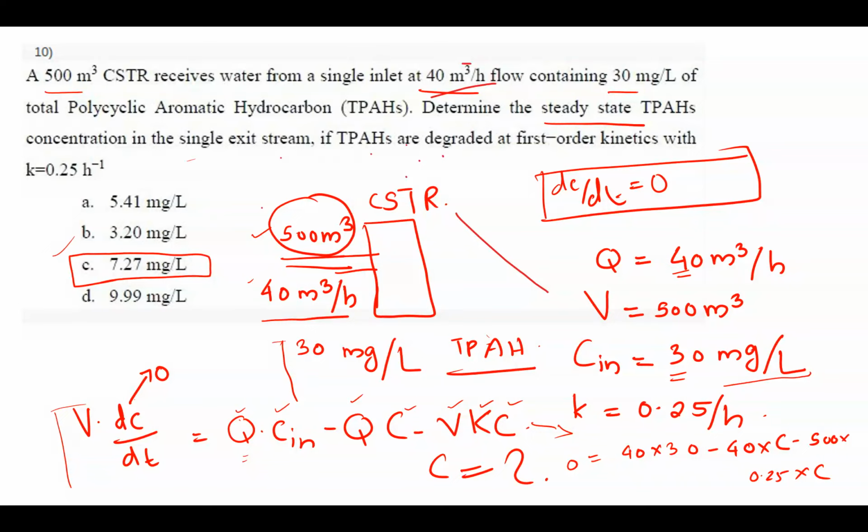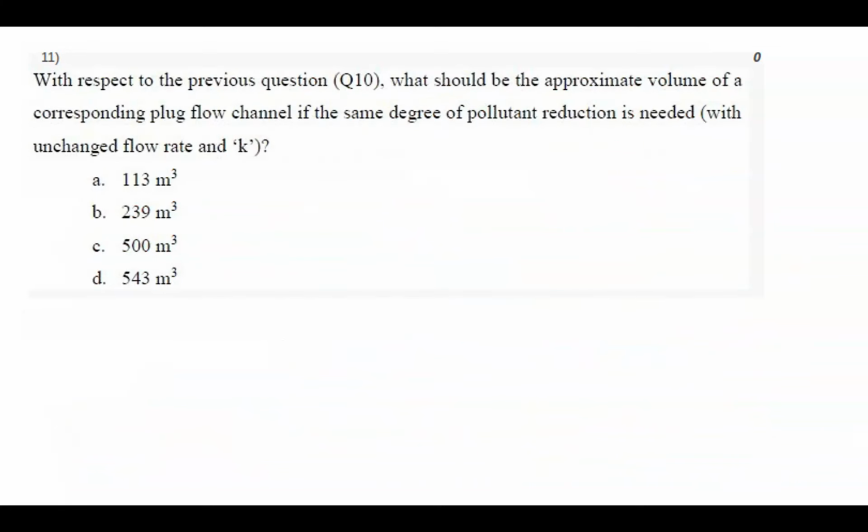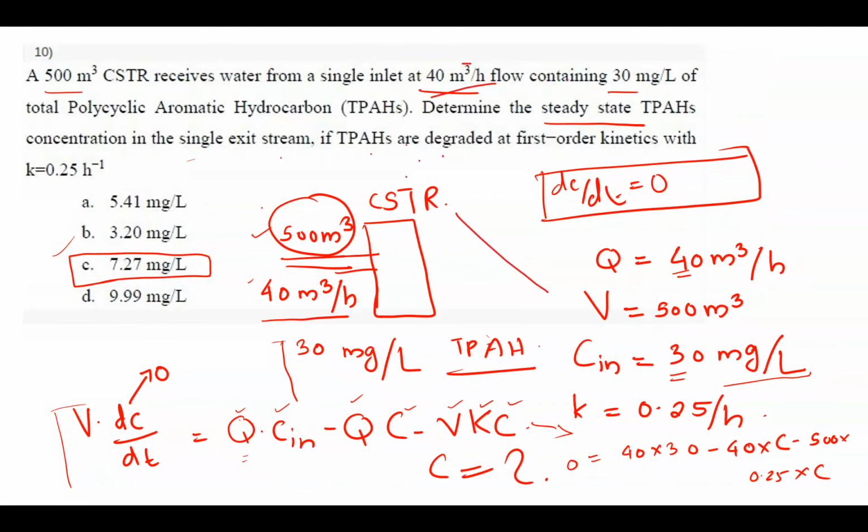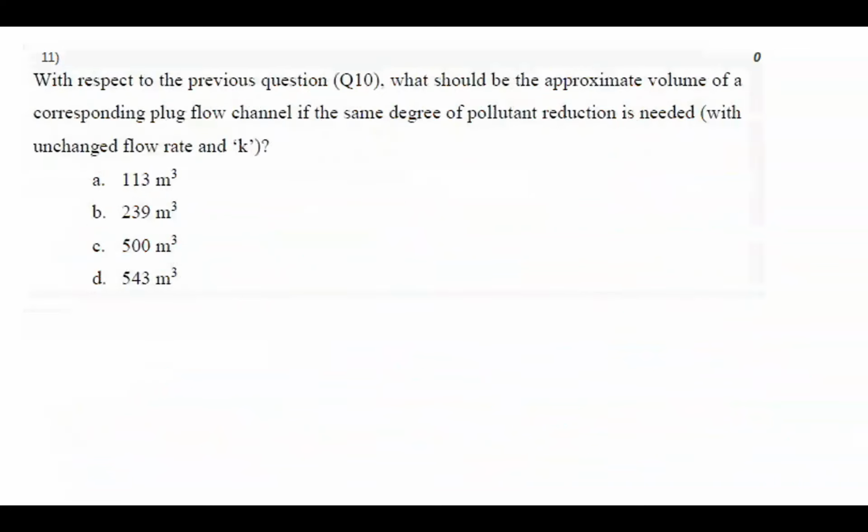Got the answer now. Okay, so we'll do one question which is a continuation of this particular question, so keep all these values in mind. Then we go for the next question. With respect to the previous question, what should be the appropriate volume of the corresponding plug flow channel? The previous one was a CSTR, continuous stirred tank reactor. Now the same thing in a plug flow channel.